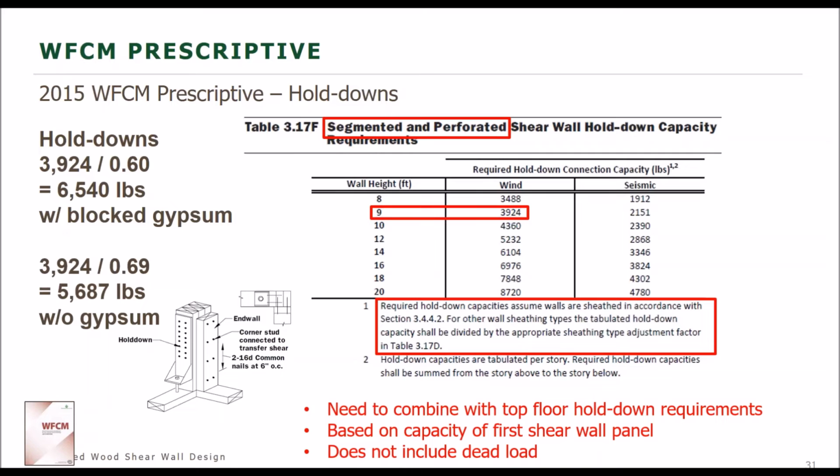Without the gypsum, our sheathing type adjustment factor is 0.69, so we see again our capacity of our hold down is requiring adjustment, and we get 5,687 pounds. Now, since this is a first floor shear wall, we would need to combine it with the top floor hold down requirements. And again, this is based on that capacity of that first shear wall panel.